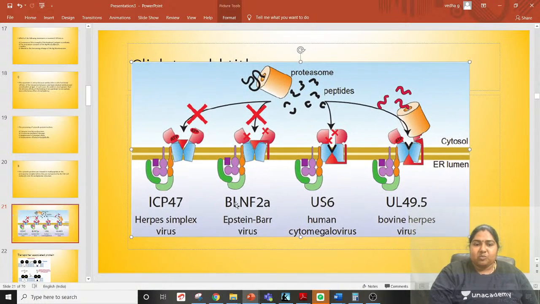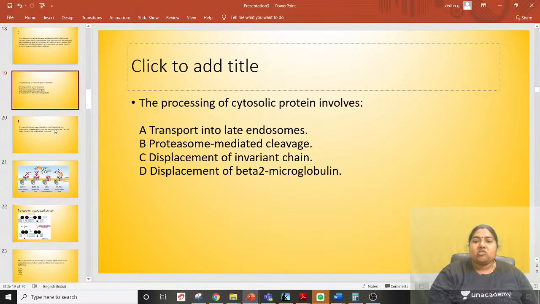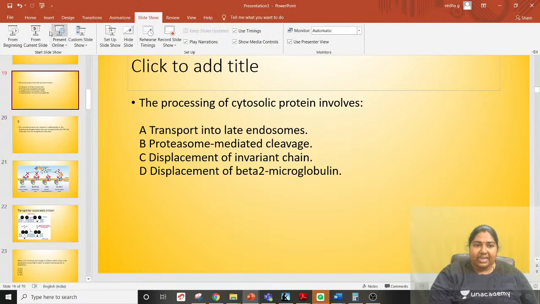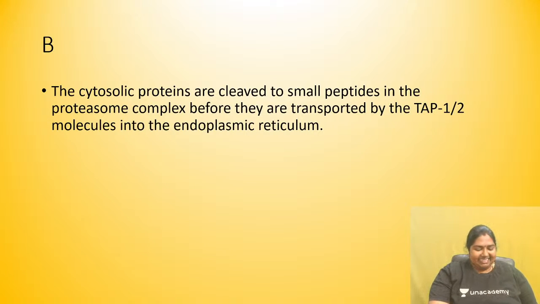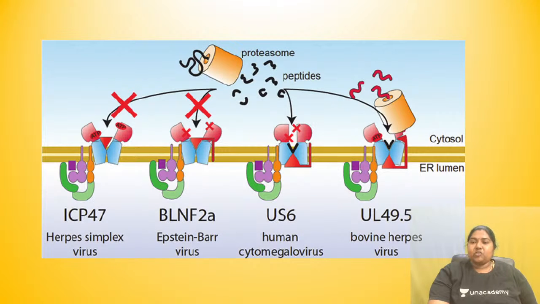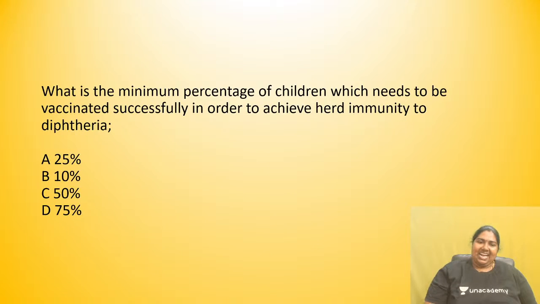Okay. So this is present in the cytosol. And this is the TAP. Okay, everyone, right, so now you got clarity. So how do these cytosolic proteins get processed, and how do they move inside? They undergo proteasome-mediated cleavage. So from the cytosol, it moves to the endoplasmic reticulum by using this TAP. Clear? Okay, so this is a very interesting question.